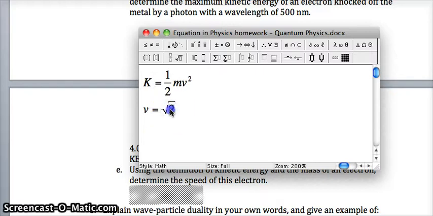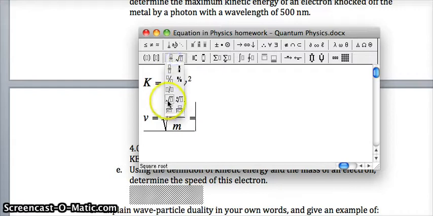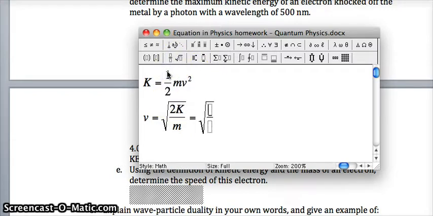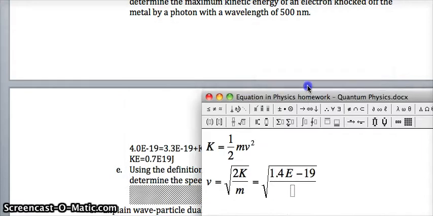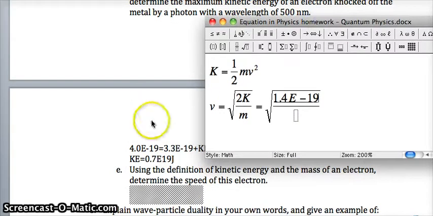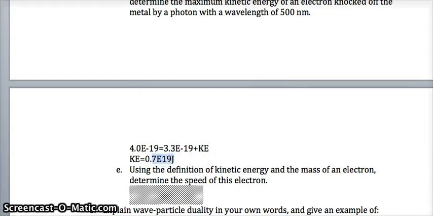We'll do it this way. 2K over m, which gives us the square root of 2 times 0.7, which is 1.4, times 10 to the negative 19th. I think that's right. Yeah, it is right. This should be negative 19th here.